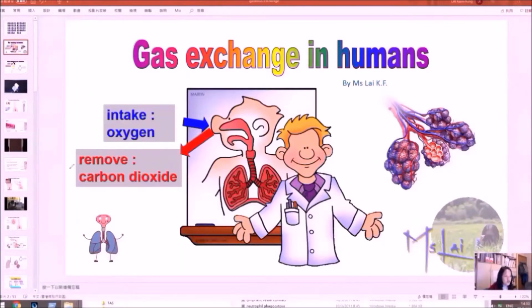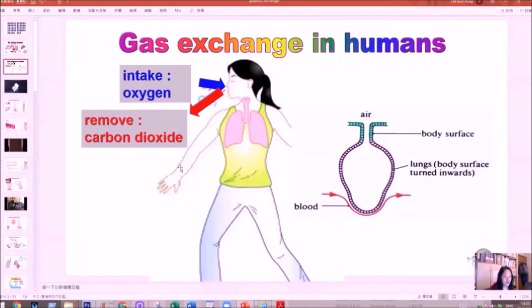Gas exchange in humans. This is the skin surface or body surface. Indeed, our body surface cannot allow oxygen to move in. So we have to get a specialized surface. This surface is the body surface turned inward. What do you think this surface is in our body?